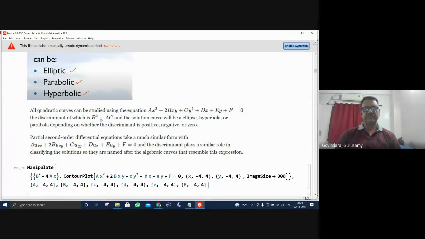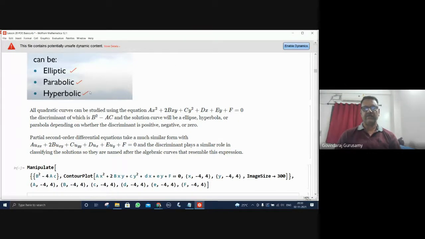The discriminant, which is b² − 4ac. The solution will be an ellipse, hyperbola, or a parabola, depending on whether the discriminant is positive, negative, or 0. So there seems to be a bigger analogy between this and the equation you are looking at. I hope it is clear. Quadratic curves can be studied by using this. This is well known for us. You might have done it in your basic mathematics classes, in analytical geometry. The quadratic equation is generally described based on this type of equation.